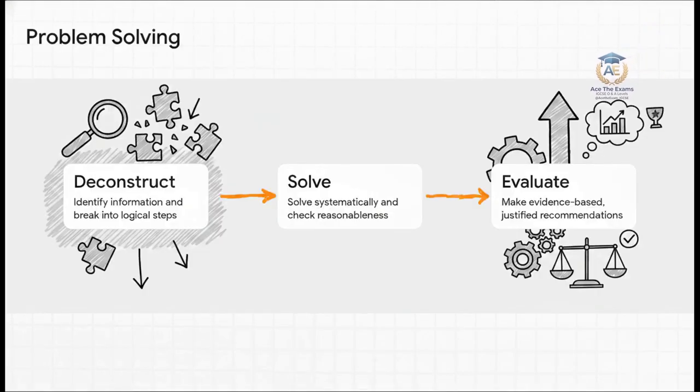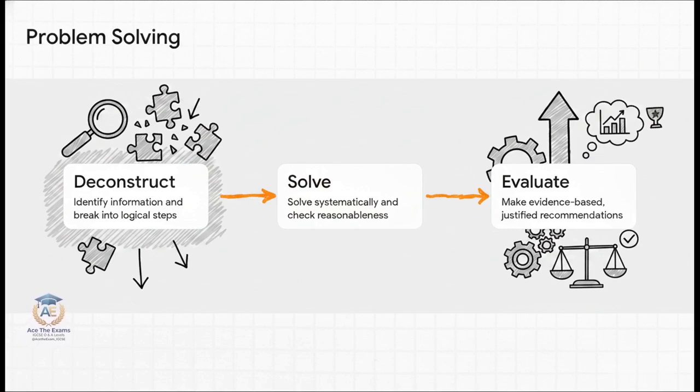To make this evaluation process significantly easier and much more automatic, you should always frame your specific problem-solving approach into these 3 distinct phases: deconstruct, solve systematically, and evaluate and recommend. First, deconstruct the prompt. Identify the given information and break it into perfectly logical steps. Second, solve it systematically. Work it out and check if your answer is actually reasonable in the real-world context.